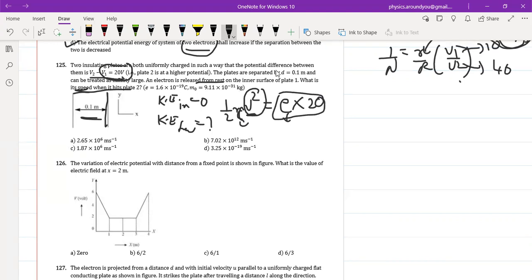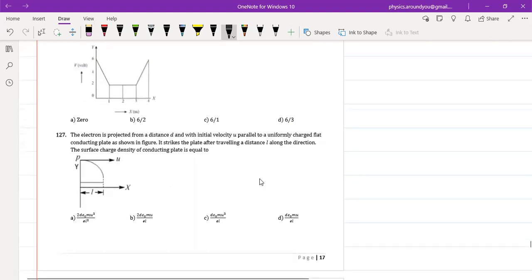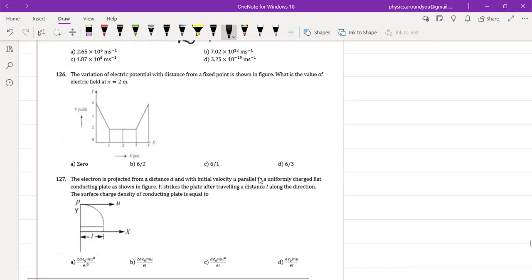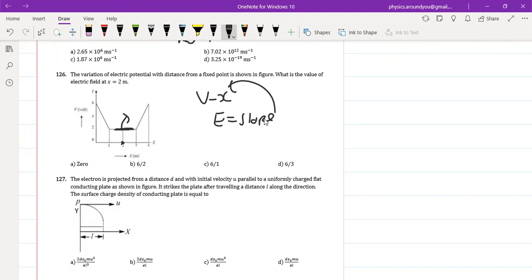Now going to question number 126. In question number 126, I need to find the electric field at 2. Concept recheck: given the plot of V versus x, how will I find E? E is the slope of the V-x plot at 2. I see that the plot is horizontal, entirely parallel to the x-axis, so the slope becomes 0 over here. Therefore, the electric field is 0 at the point x equal to 2. That is question number 126.